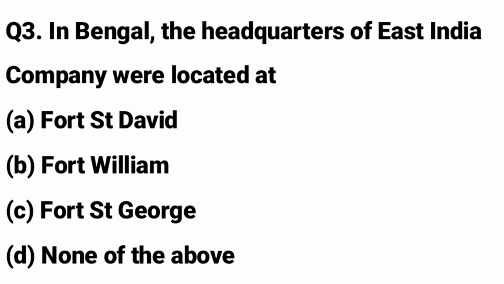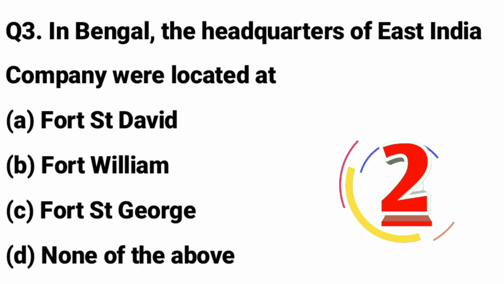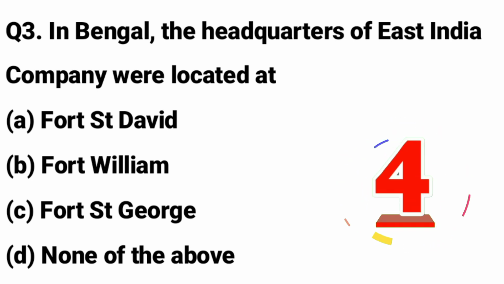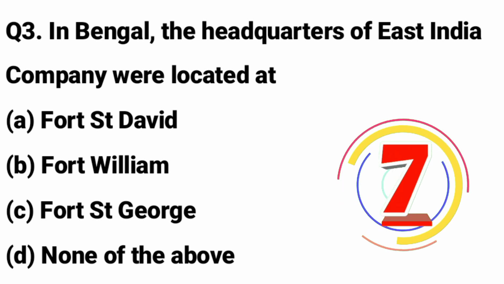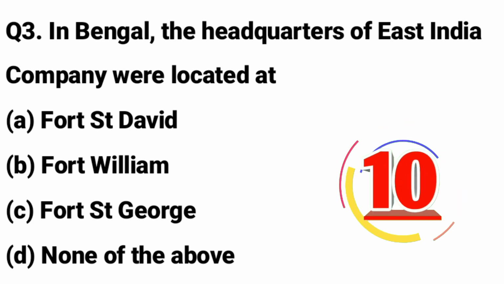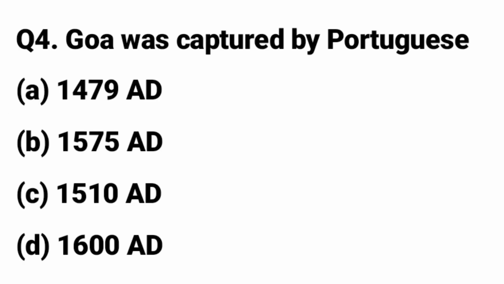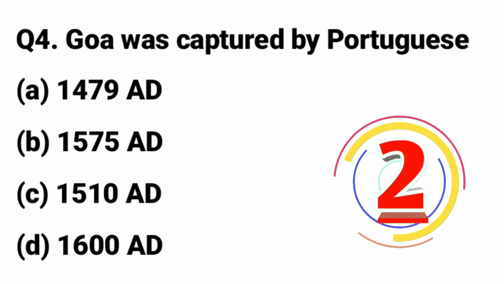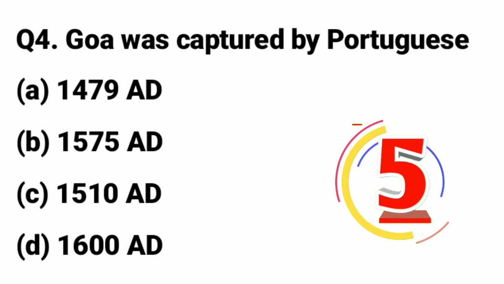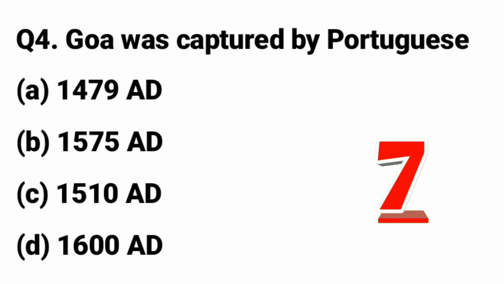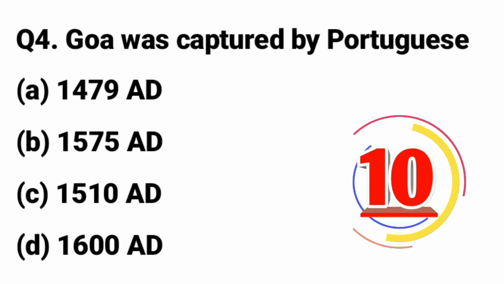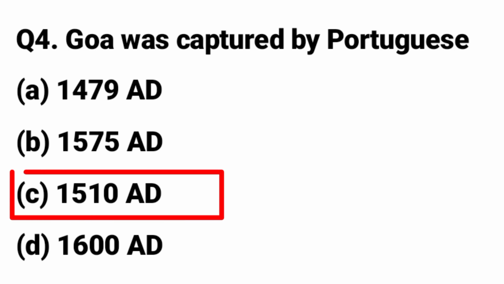Question number 3. In Bengal, the headquarters of the East India Company were located at? The correct answer is B. Fort William. Question number 4. Goa was captured by the Portuguese in? The correct answer is C. 1510 AD.